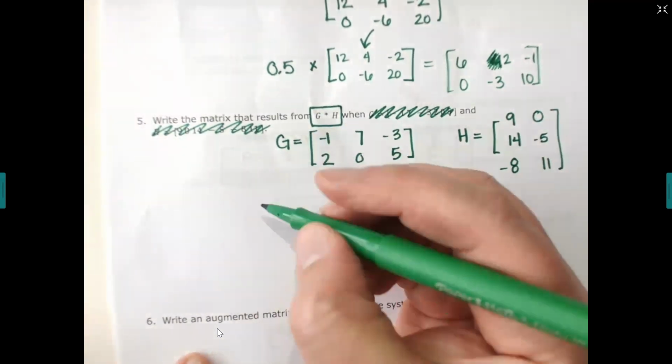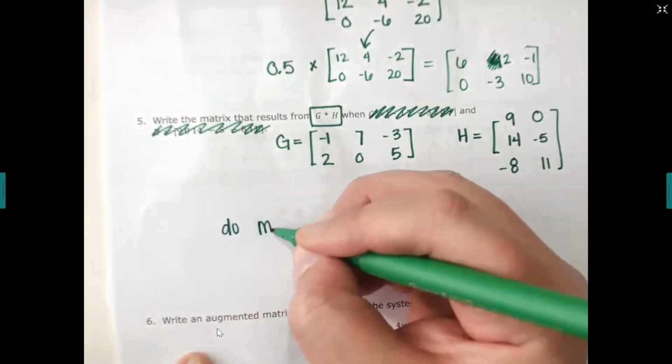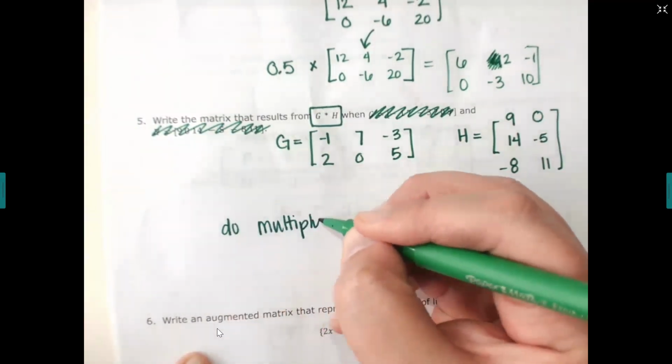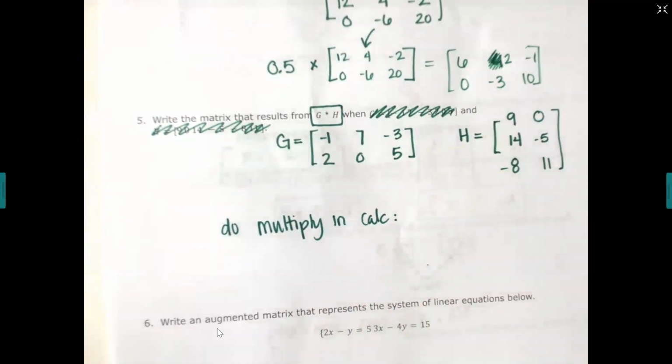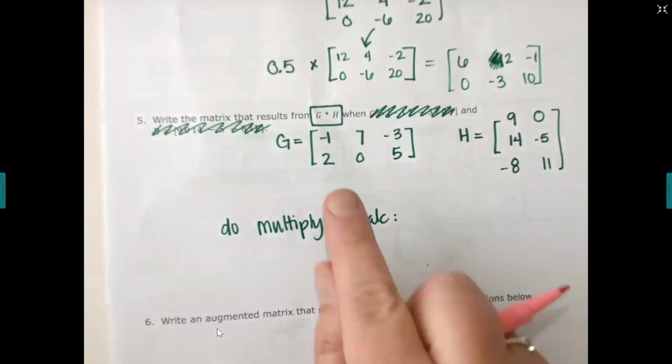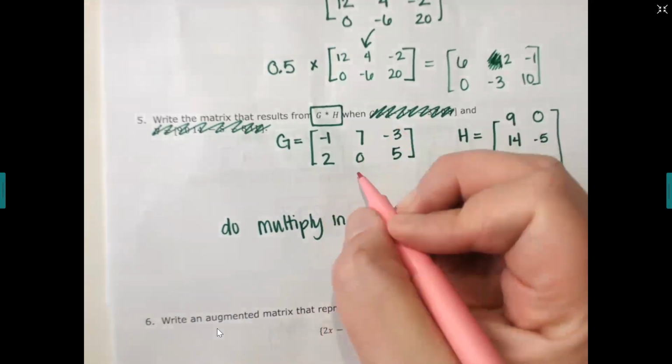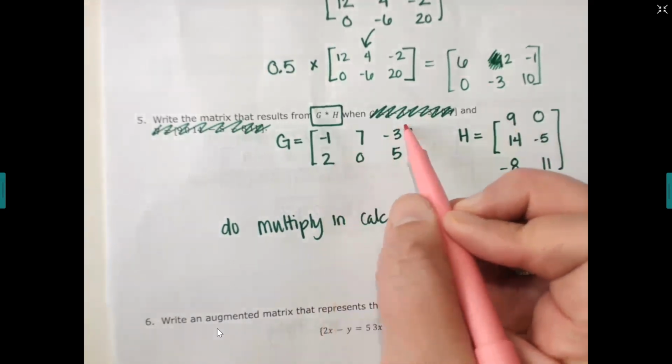Multiply, very good. So then in the calculator, you're gonna do the multiply in the calculator to get your answer. Okay? So you'll type in matrix G, multiply, matrix H. And then real quick question, as you're typing them in, what is the size for matrix G? What's the size for G? How many rows?